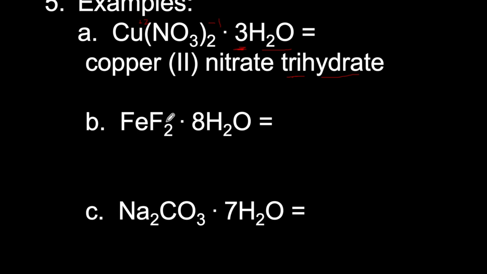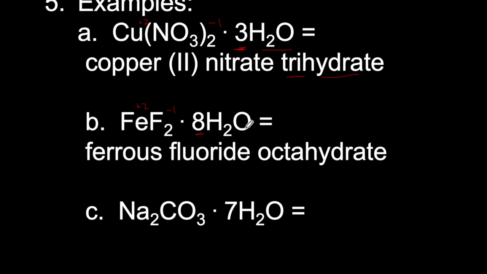So if you look at the next one, fluorine has a -1 charge to it. There's 2 of them. That means this iron has a +2 charge to it. So this again has 2 possible names for it. You can call it iron 2 fluoride, or also it could be called ferrous fluoride. And then the word for 8 is octa. And then you have the word for water, which is hydrate. So the name for this compound is ferrous fluoride octahydrate, or it could also be called iron 2 fluoride octahydrate. And again, the word octa means 8, and then the word hydrate means water.